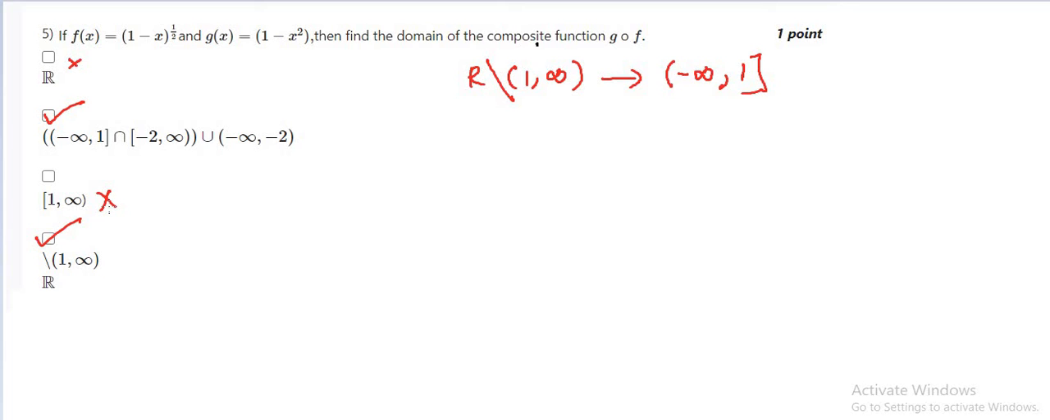Now I will not be doing question number 11 because I do not have the complete question. You can try that by yourself.